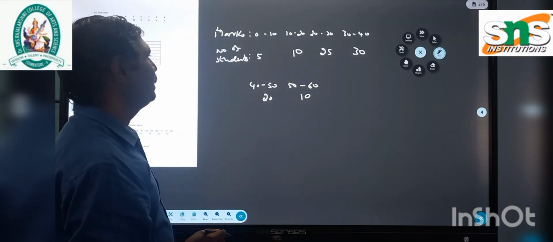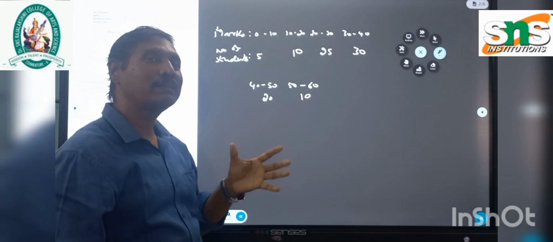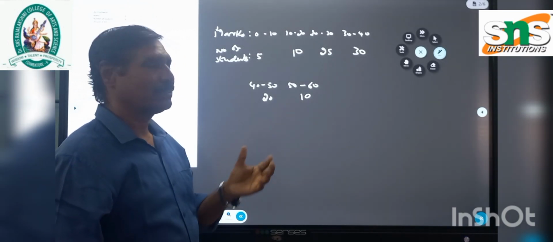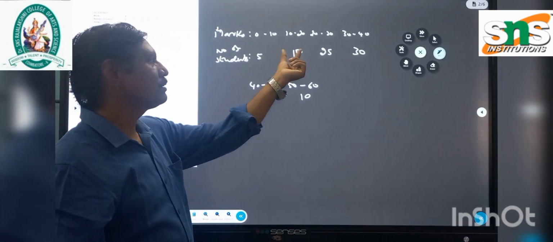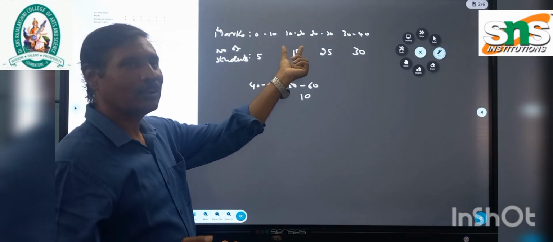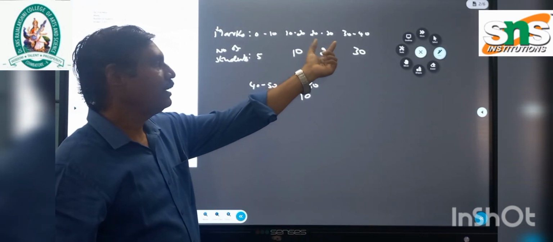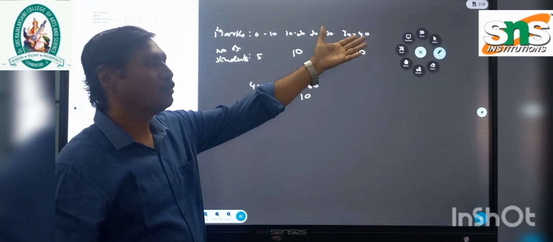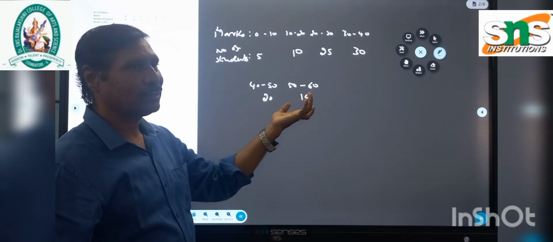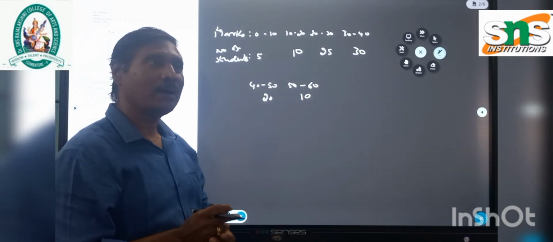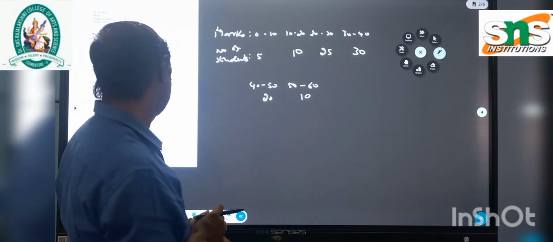So what's the meaning of this? Here 0 to 10 marks, how many students? There are 5, but we don't know the exact marks of the students. There are 5 students who got marks between 0 to 10, and 10 students got marks between 10 to 20, and 25 students between 20 to 30, and 30 students got marks 30 to 40, and 20 students got marks 40 to 50, 10 students got marks 50 to 60. So what is the average mark of the students? Then we calculate.